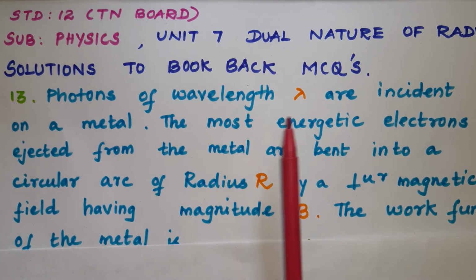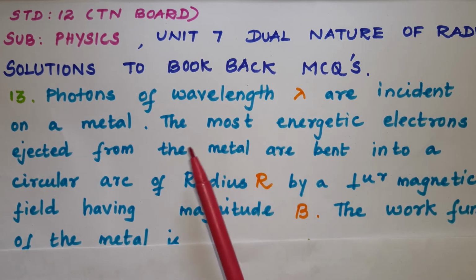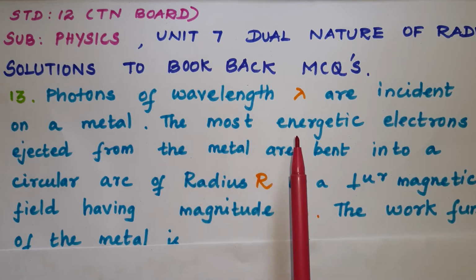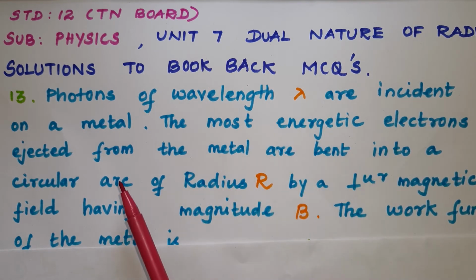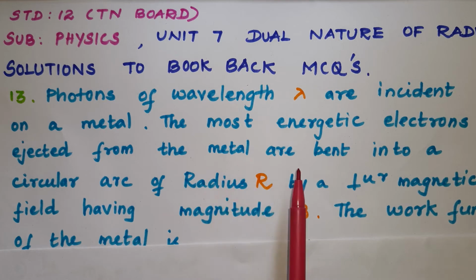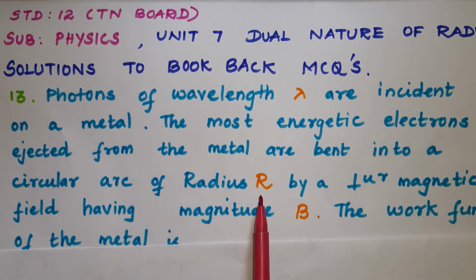Photons of wavelength lambda are incident on a metal. The most energetic electrons ejected from the metal are bent into a circular arc of radius r due to a perpendicular magnetic field having magnitude B. What is the work function of the metal?